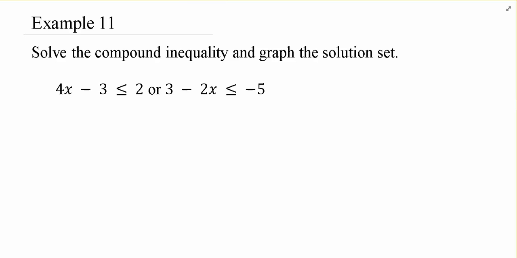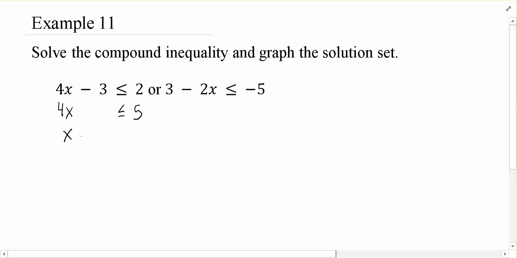So here's an OR compound inequality that we got to solve first. And so again, we're just going to solve this like it's an equation, except if we have to multiply or divide by a negative number, we're going to change the inequality sign. So on this first one, we're going to add the 3 to the other side. Then we're going to divide by 4.